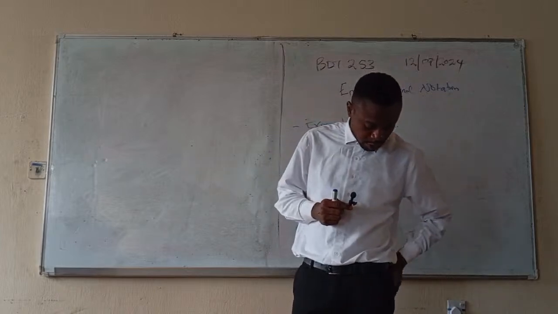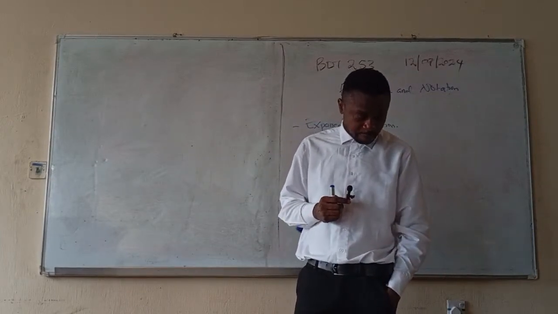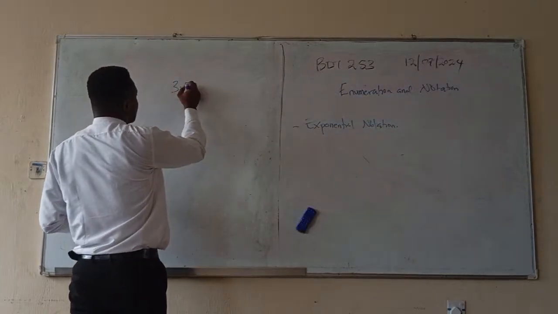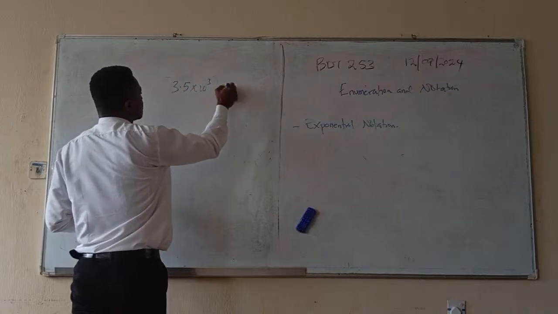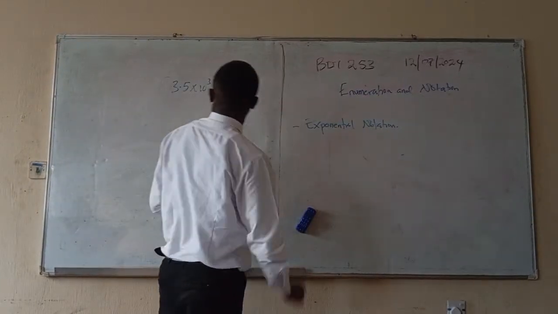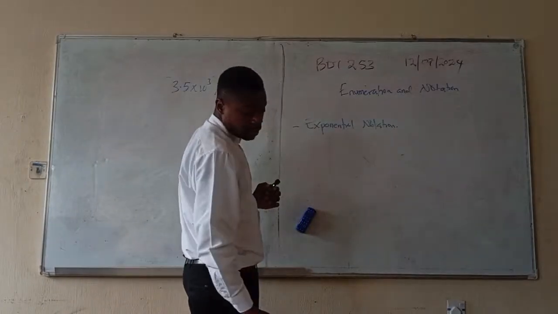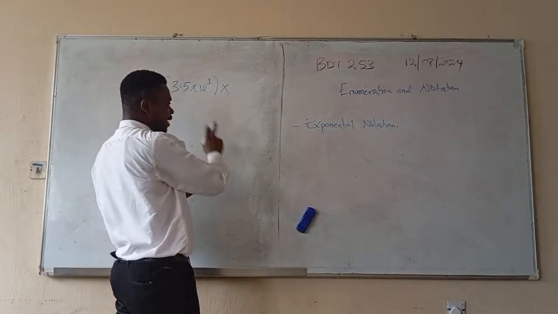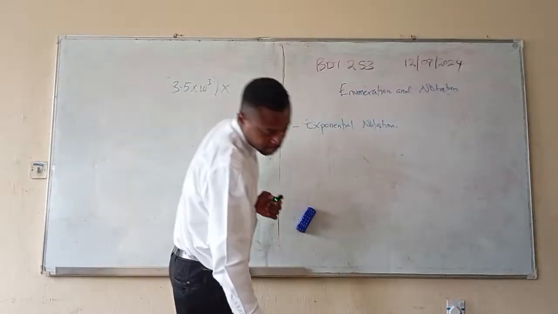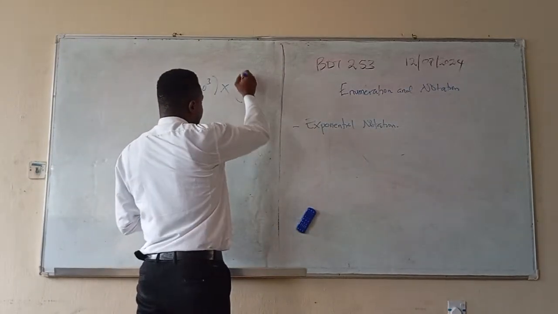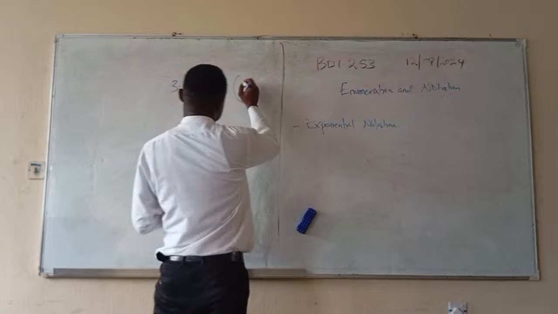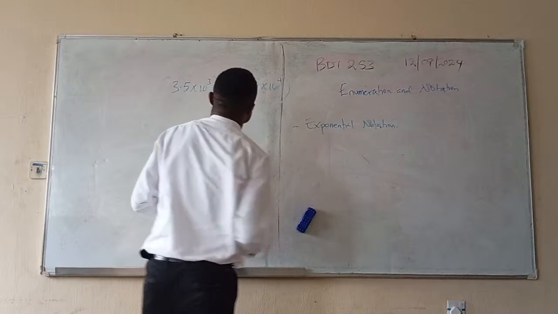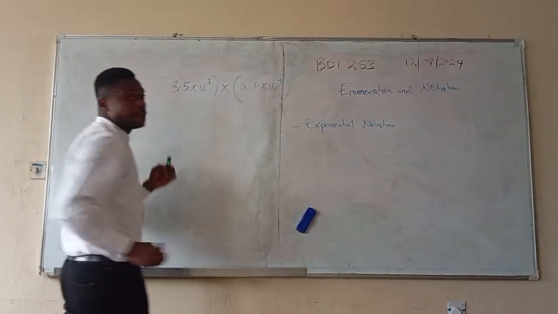If you have two numbers in exponential form, 3.5 times 10 to the power 3, then you put another bracket, 5.0 times 10 raised to power 4. So let's do this.